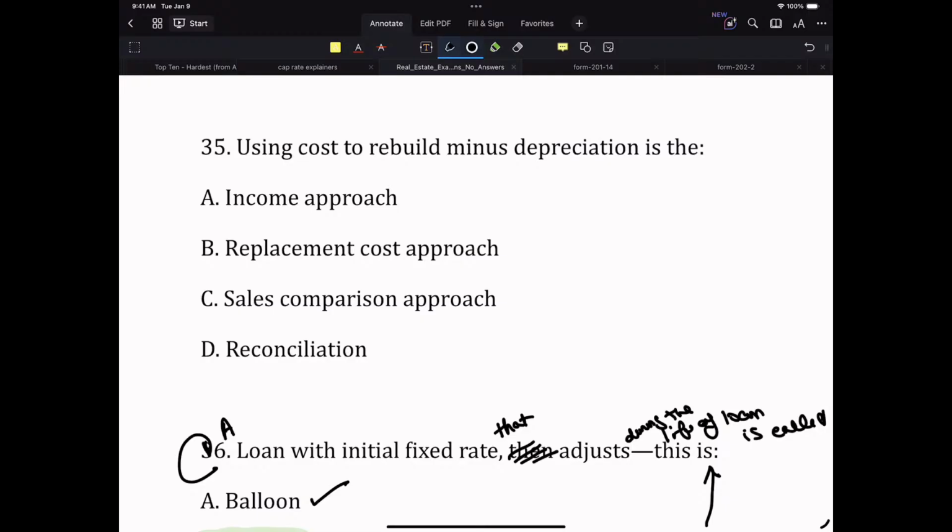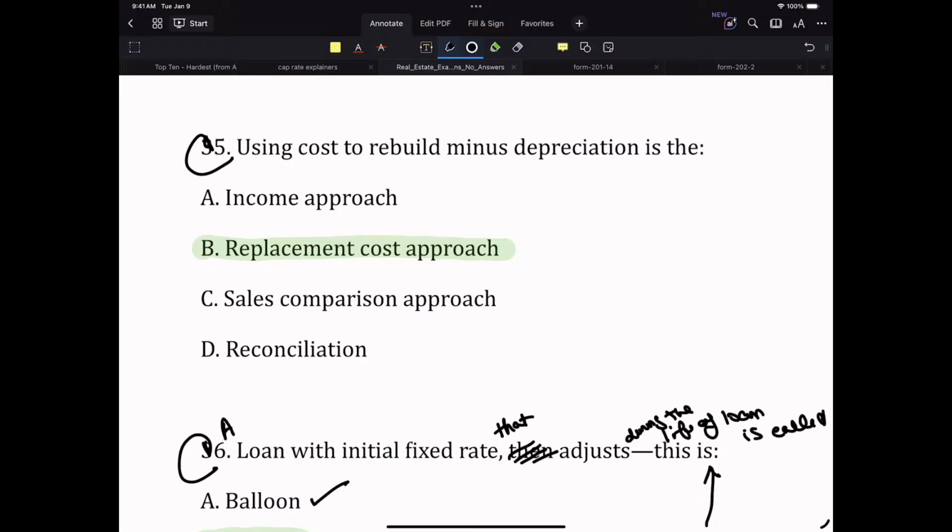What do you think? A, B, C, or D? What you got for me? Elena says B. Now, Elena, I'm waiting for you to tell me you've passed because I know you know this information. Caroline says B. Dina says B. Jordan says B. We love that. Is our answer B, replacement cost approach? Yep, that is the right answer.